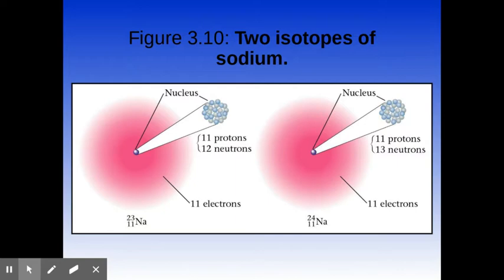But one of them is just a little bit heavier because it has 13 neutrons and a mass of 24, where the other one has 12 neutrons and a mass of 23.